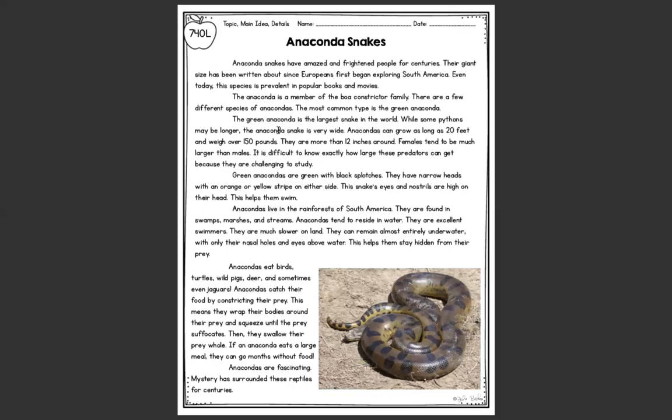Paragraph 3. The green anaconda is the largest snake in the world. While some pythons may be longer, the anaconda snake is very wide. Anacondas can grow as long as 20 feet and weigh over 150 pounds. They are more than 12 inches around. Females tend to be much larger than males. It is difficult to know exactly how large these predators can get because they are challenging to study. So now they're giving us another fact about how big they are. So this second paragraph was the different kinds of snakes. This third paragraph is how big the snakes can get.